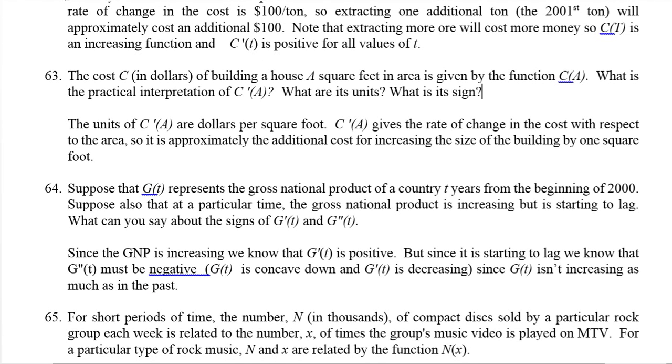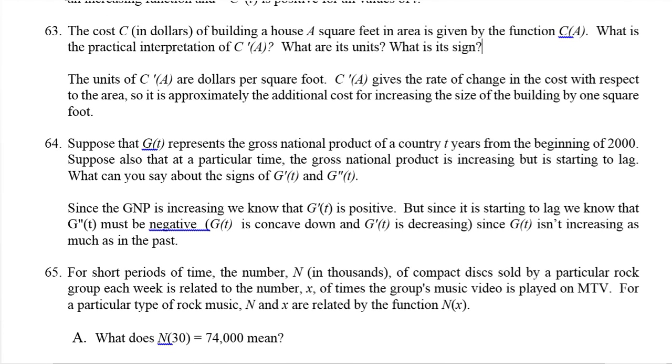Continuing on here, for short periods of time, the number N in thousands of compact discs sold by a particular rock group each week is related to the number X of times the group's music video was played on MTV. For a particular type of rock music, N and X are related by some function N of X. What does N of 30 equal 74,000 mean? Why would it be positive?